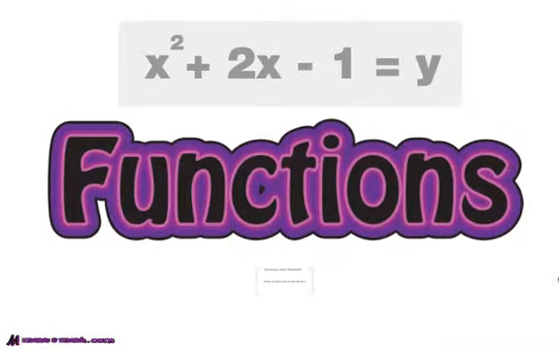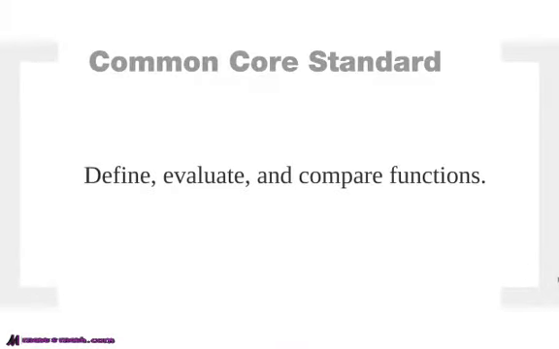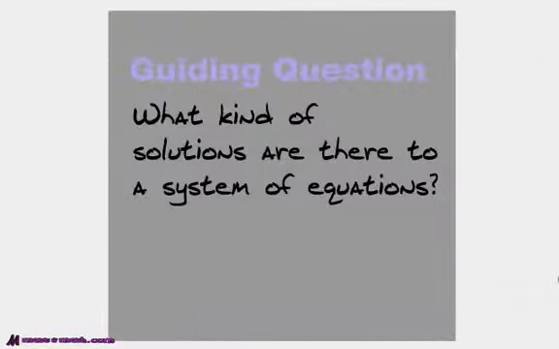We're in the Common Core Standard of functions, and we're going to be defining, evaluating, and comparing different functions today, especially with linear equations in a system. Our guiding question is this: what kind of solutions are there to a system of equations? When we've looked at linear systems in the past, we've found that usually a system has one solution. Well, there can be quite a different variety of answers that you might get when you look at systems of linear equations. So let's do that today, okay?